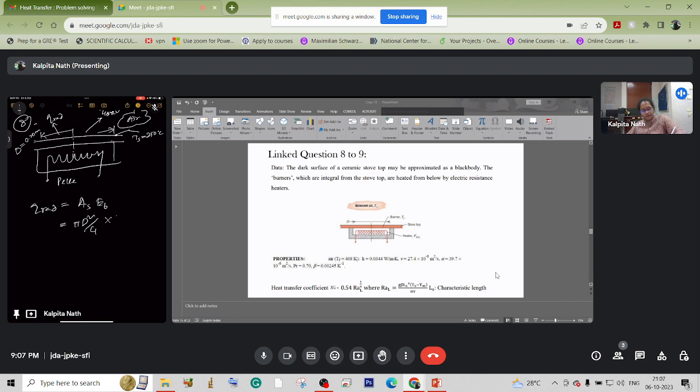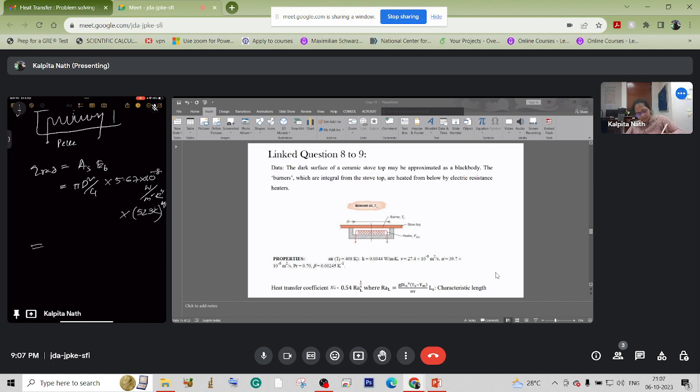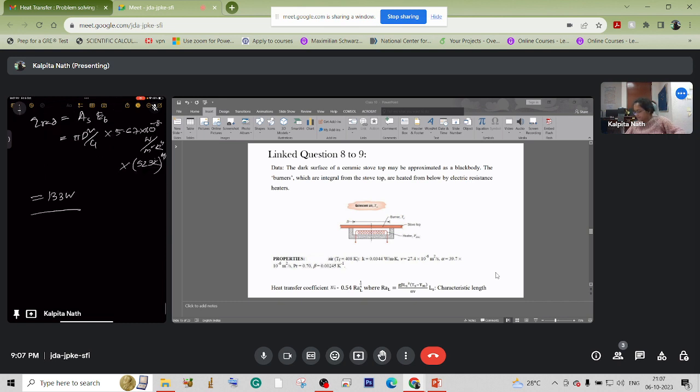into 5.67 into 10 to the power minus 8 watt per meter square Kelvin to the power 4, into the temperature term, T_s to the power 4, that is surface temperature to the power 4. Surface temperature is given as 250 degrees Celsius, so 250 plus 273 to the power 4, as this is in Kelvin. So this will be 133 watt.